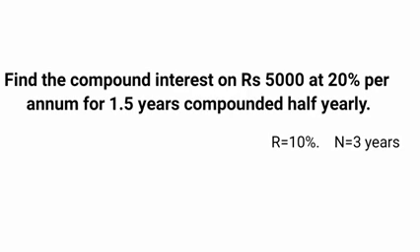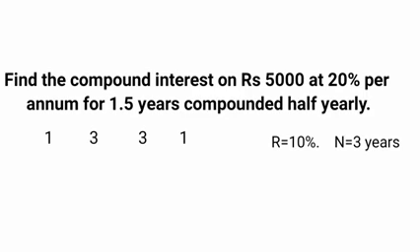So, 20 by 2 you will get it as 10%. And to calculate the number of years, multiply the number of years given in the question with 2. So, 1.5 into 2 you will get it as 3. So, you can use the same method which we did for the previous question. So, here the number of years is 3. So, from the Pascal's triangle, we have to take the third row, that is 1, 3, 3, 1.